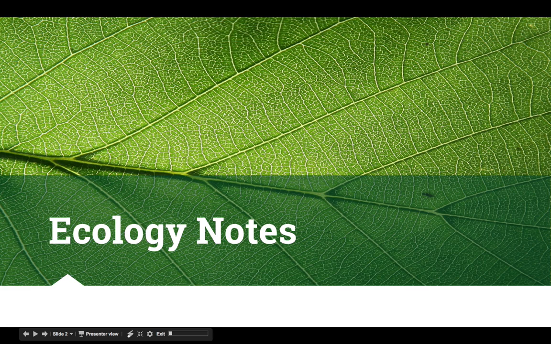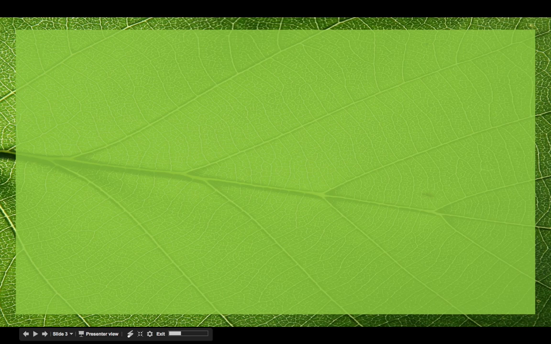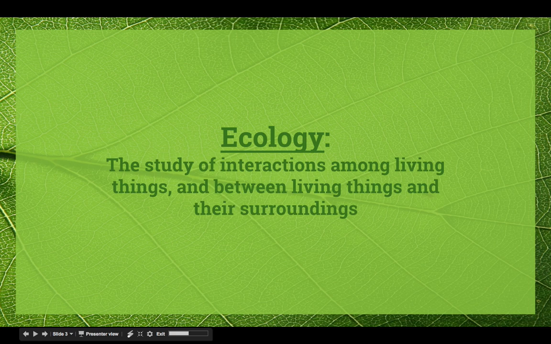Hey guys, this starts your next to last unit before the end of your biology course. So we're going to talk about ecology in this unit. Let's start off by defining the word ecology. Ecology is the study of organisms and their interaction between living and non-living things in their environment.